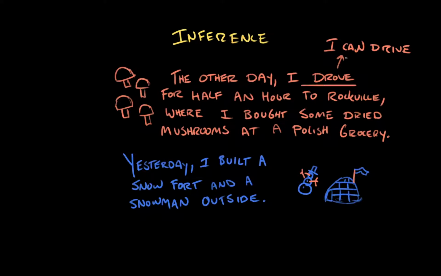Maybe I'm underage and I don't have a driver's license and I'm a scofflaw. But the likelier answer is that I am old enough to have a driver's license and I have access to a car. I drove for half an hour to Rockville. So another assumption is that I do not live in Rockville, Maryland. But these are kind of our surface level assumptions. What can you tell about my interests or my motivations from this sentence?